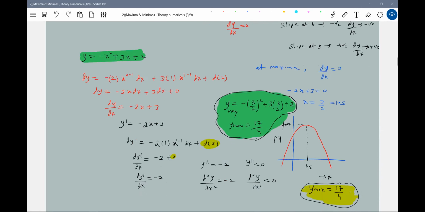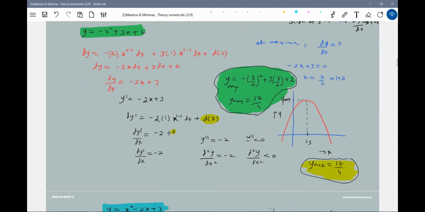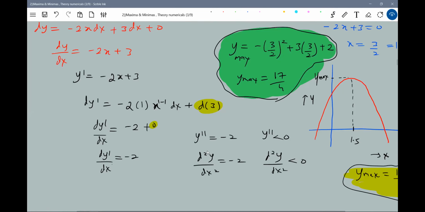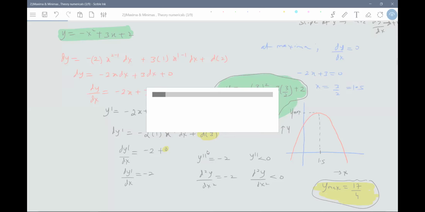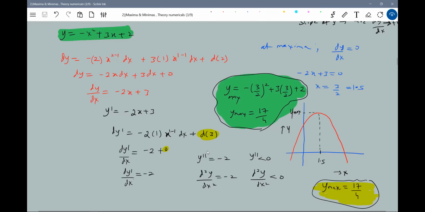Okay, let's take a problem. This was our question. I want to find out the maximum value of y, and where it will occur. I started with this equation: y equals minus x square plus 3x plus 2. This is the equation we have.